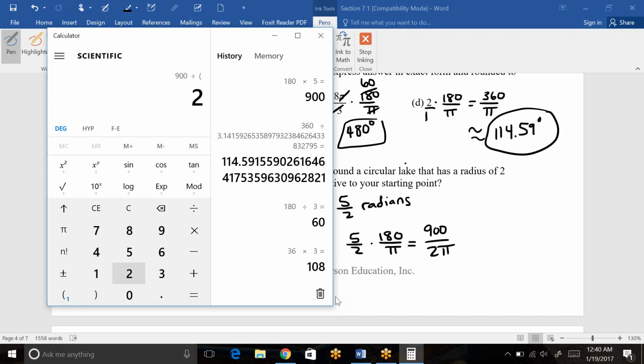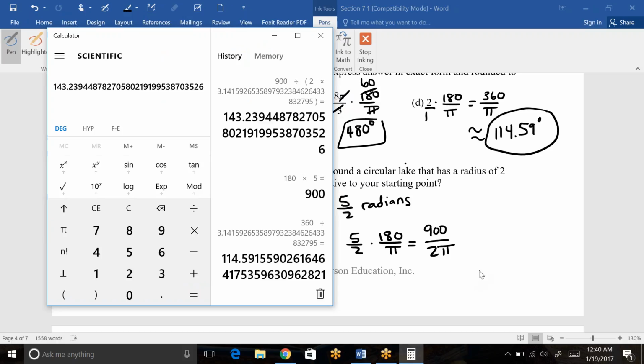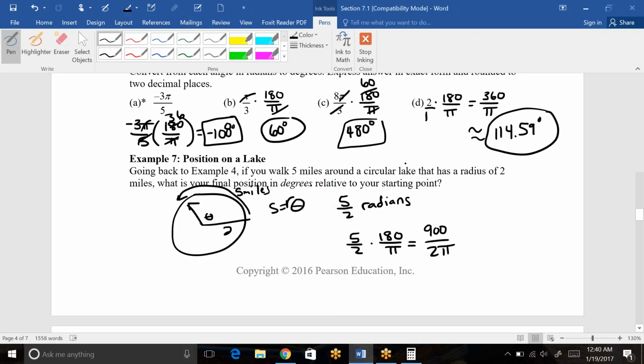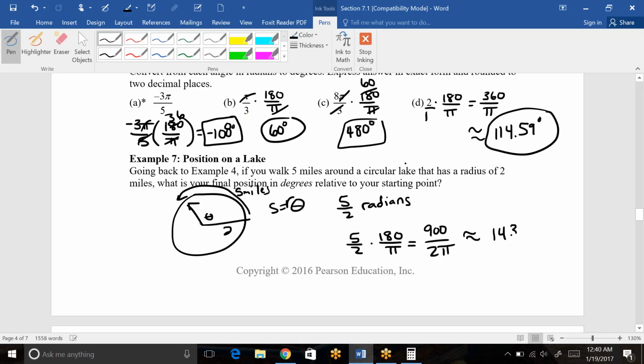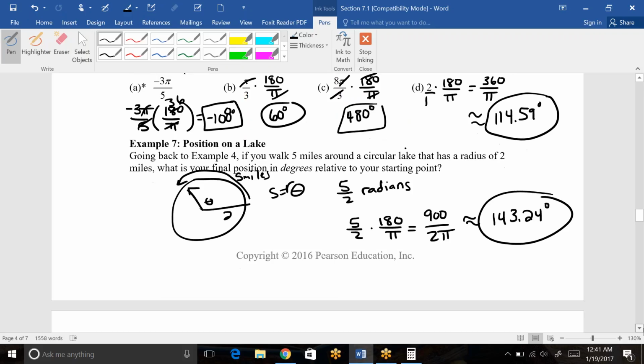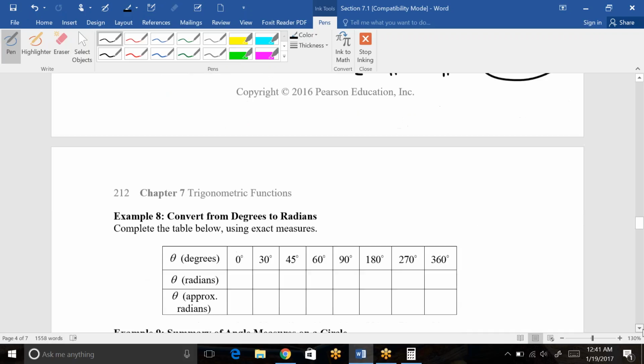Make sure I put that in parentheses so it divides by both parts. That's 143.24. It didn't say where to round to, so I'm going to go to 2 decimal places. So 143.24. Which, if we were in standard position, that actually does make sort of sense because that should be over in quadrant 2. So I kind of roughly estimated that pretty well. Your pictures won't always be perfect estimates when you're doing board problems.